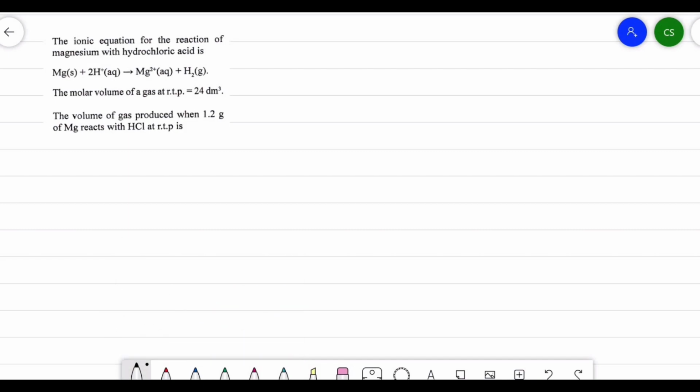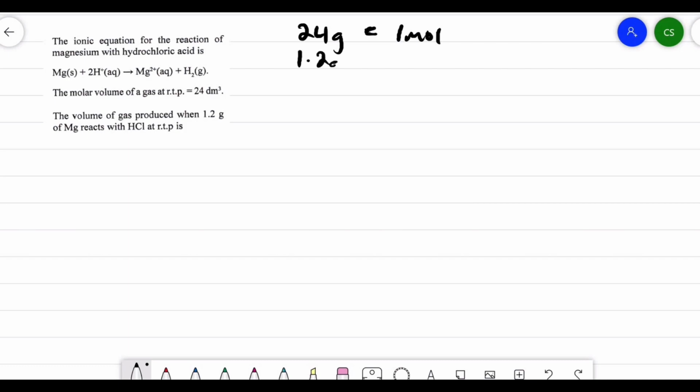So now we know the ionic equation, we know the mole ratios, we know the volume of gas produced at RTP, and we know how many grams of magnesium was used. Now we used 1.2 grams of magnesium, so we need to know how many moles this is. So basically 24 grams of magnesium is equal to 1 mole.